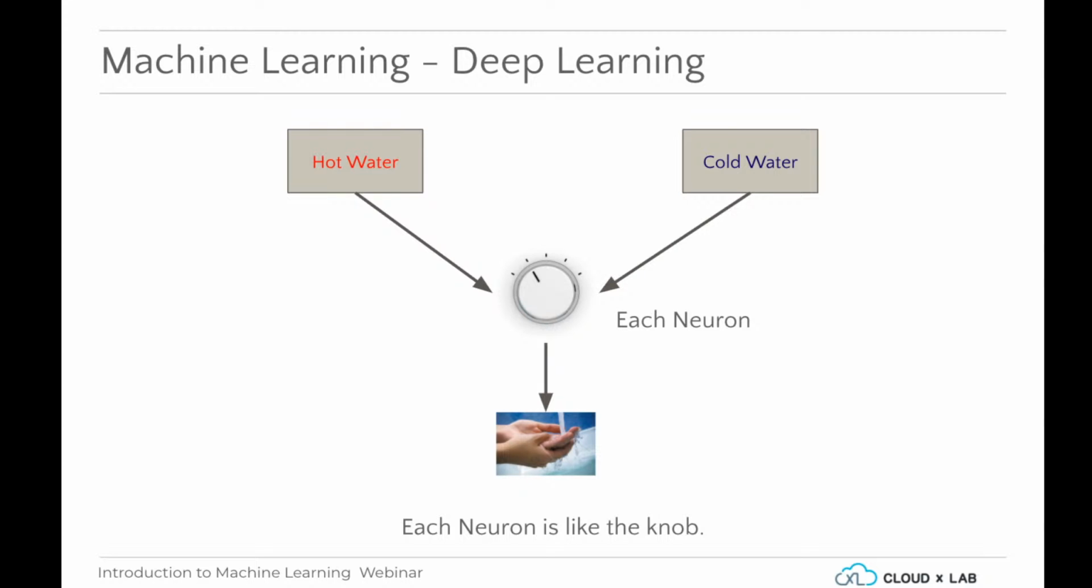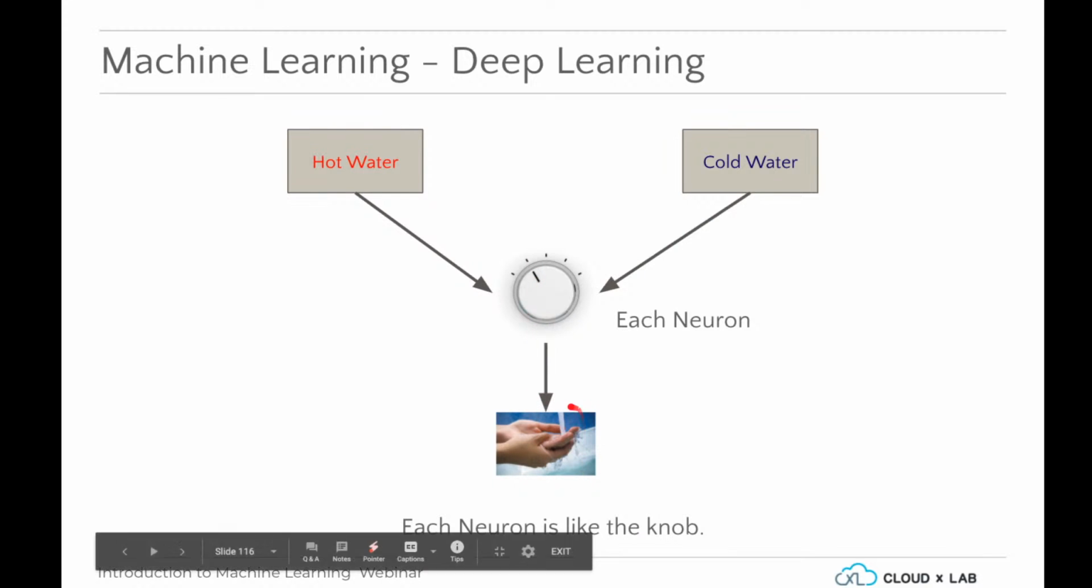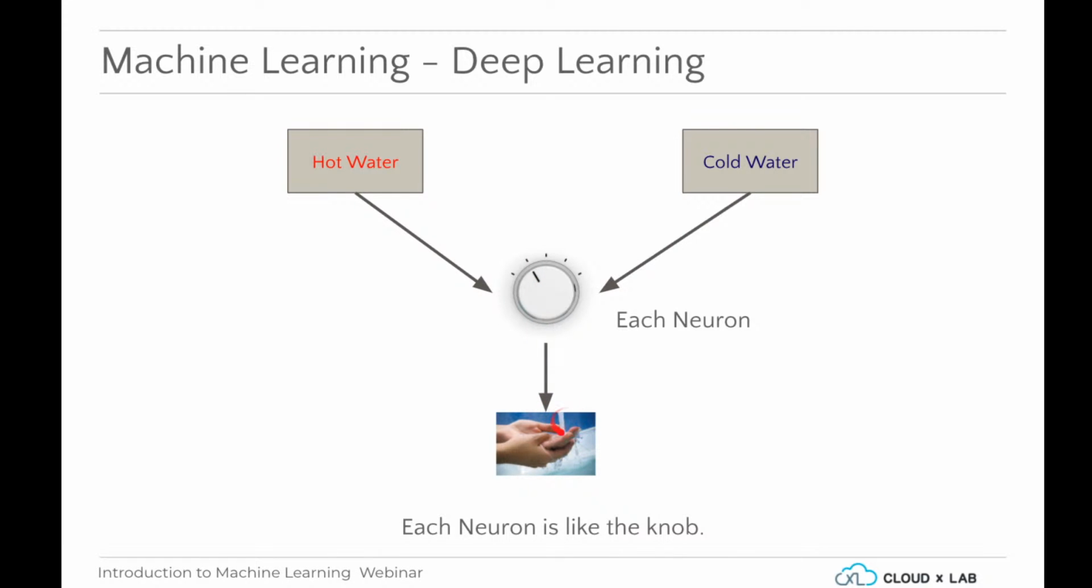So you would do these iterations a few times, and you would get to the particular value which you're most comfortable with. In the end you get the output at the temperature you like. So neural networks are also a similar thing.